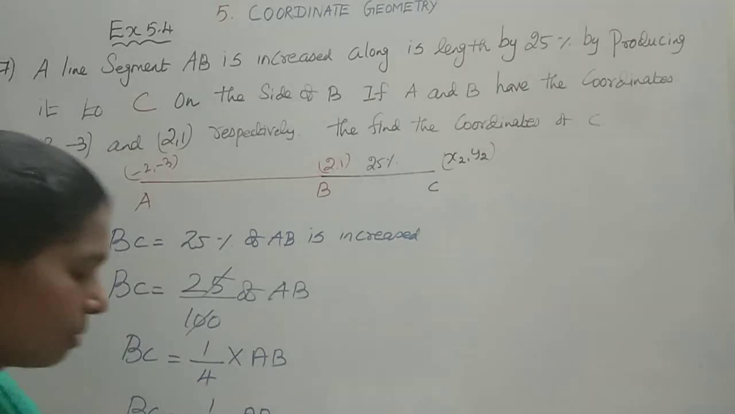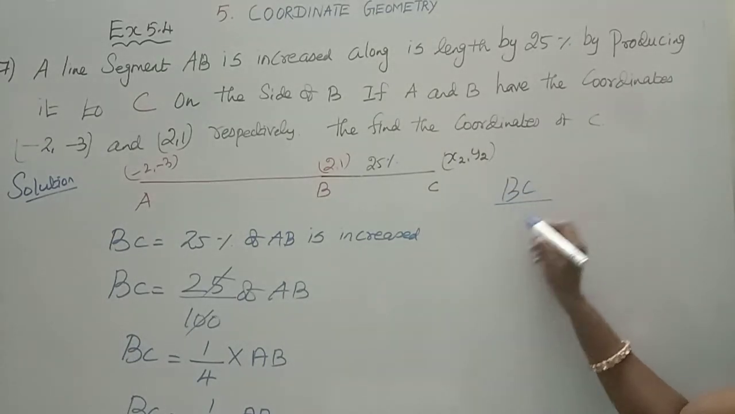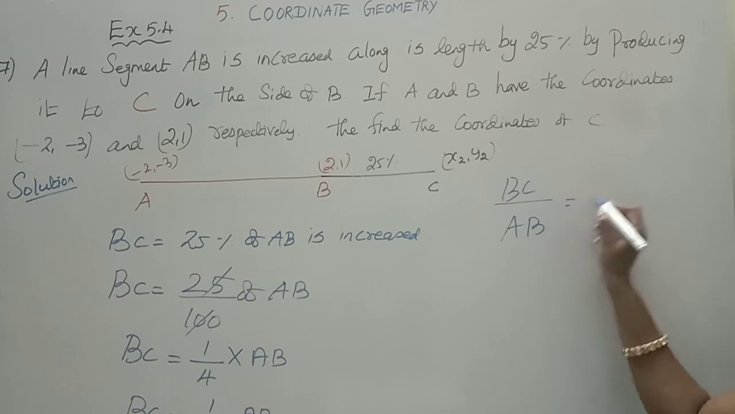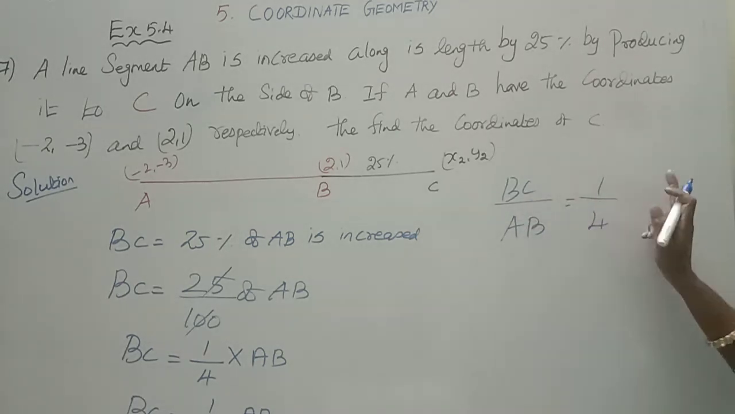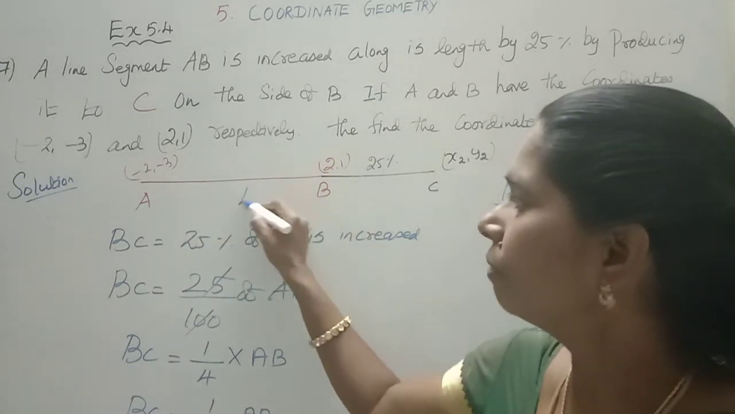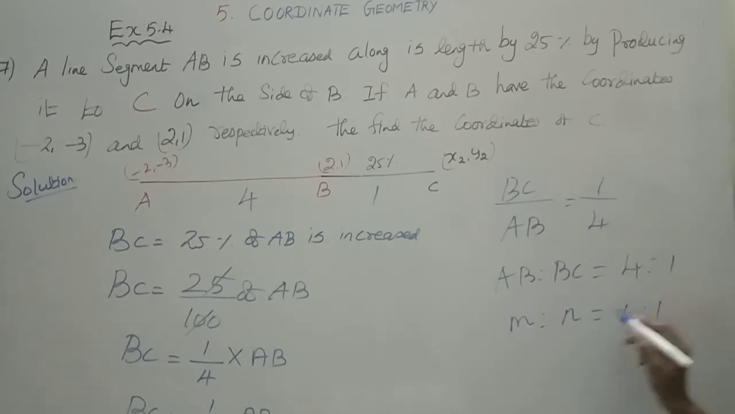Now taking the numbers one side and the variables one side, we can write BC by AB equal to 1 by 4. It means AB equal to 4, BC equal to 1. It is nothing but AB is to BC. I am getting the AB full length ratio as 4 is to BC as 1. That is AB is to BC, here we can take m is to n equal to 4 is to 1.